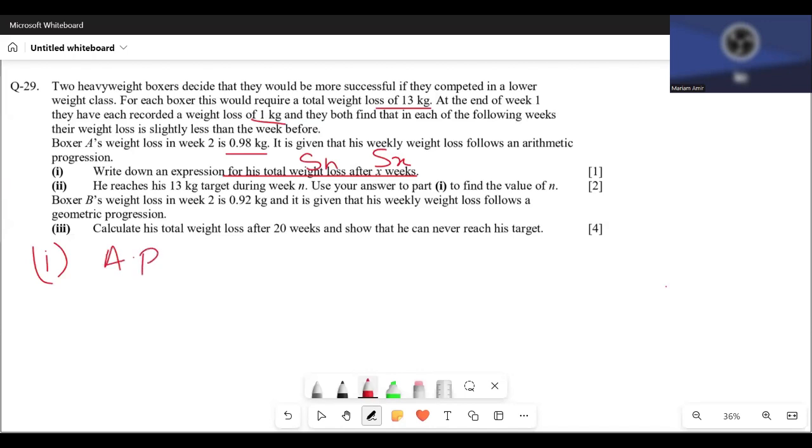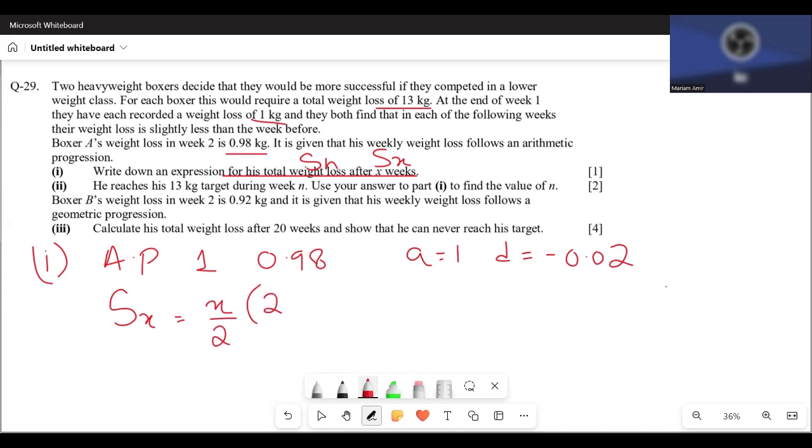The first term is 1 and the second term is 0.98. That means a is 1 and the common difference would be 0.98 minus 1, which is minus 0.02. And we need the expression for S_x, the total weight loss after x weeks. That's going to be x over 2 times (2a plus d times (n minus 1)). This is the expression. Let's slightly simplify it.